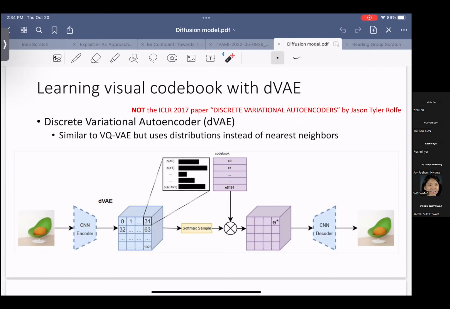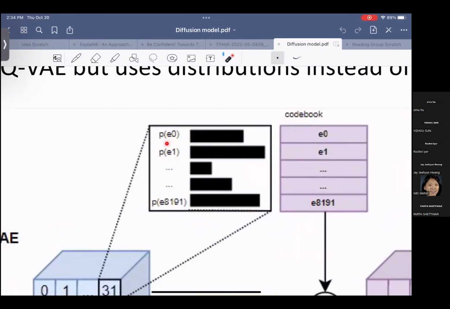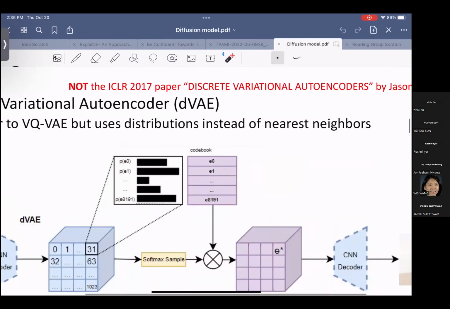So what they are doing is that in each of these entries, in the VQ-VAE, we store one index, from 1 to k, just pick a number and store it there. But in this DVAE version, they store a distribution. In this figure, they choose k to be 8,192, from 0 to 8191. So each entry stores a distribution of size 8192, and tells you how much portion they want from each embedding in the codebook.